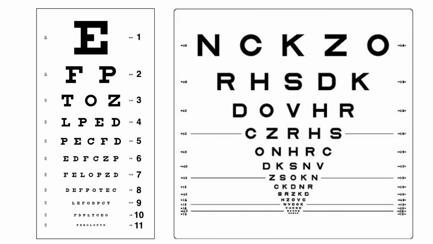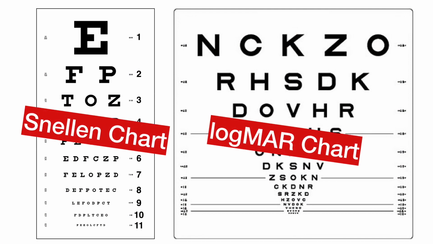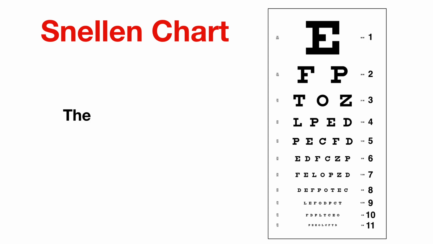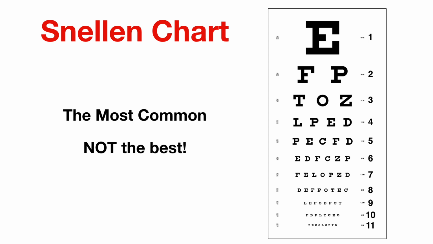Here are two of the most common charts available, the Snellen chart and the LogMAR chart. You can see they're visually very different from each other. The Snellen chart is what you will encounter in most clinics, but it is not the most accurate. Later on, I'll tell you which one is the most accurate.